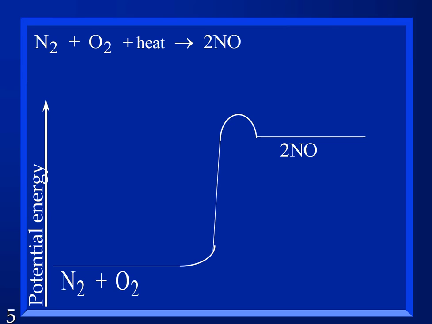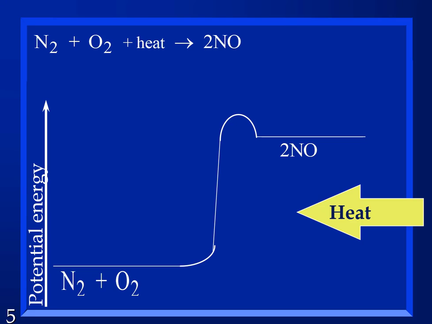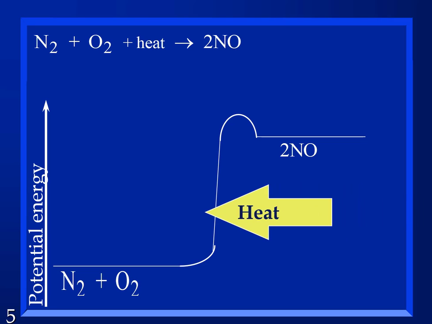So I start with low, I end up high. The only way I can go from here to here is to put energy in. If I end up with more energy than I started, then I put energy in. So this would be the graph of an endothermic reaction, because the heat is going into the system.